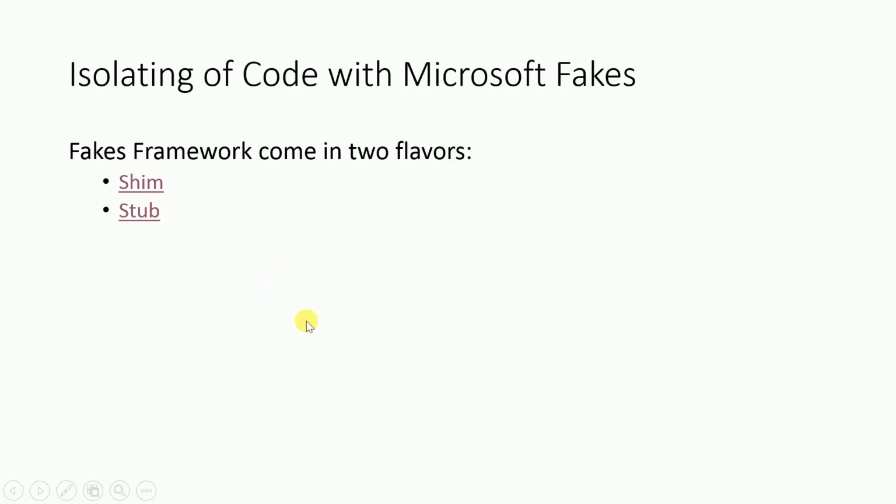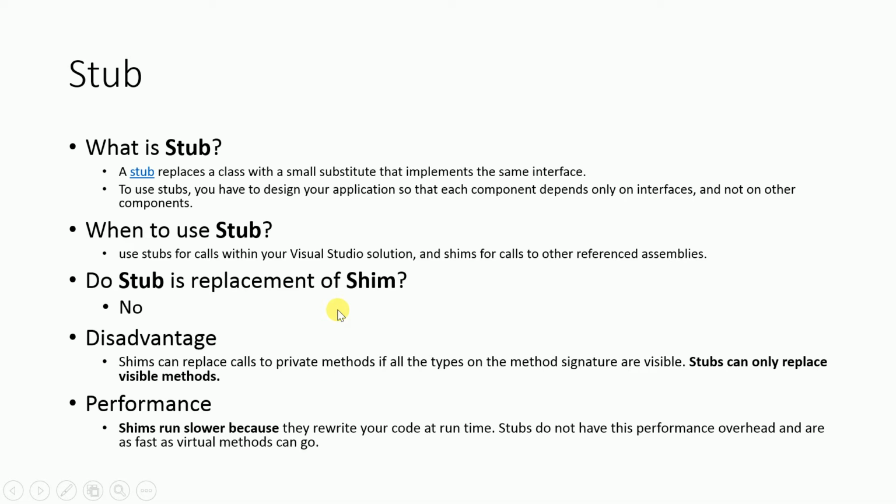So let's get into the stub. What is a stub? A stub replaces a class with a small substitute that implements the same interface. As you know from the concept of unit testing, I want to hide the actual debug-time or running functionality at runtime, because unit testing is all about testing a unit. Do not test the business functionality which is out of the scope of the method.